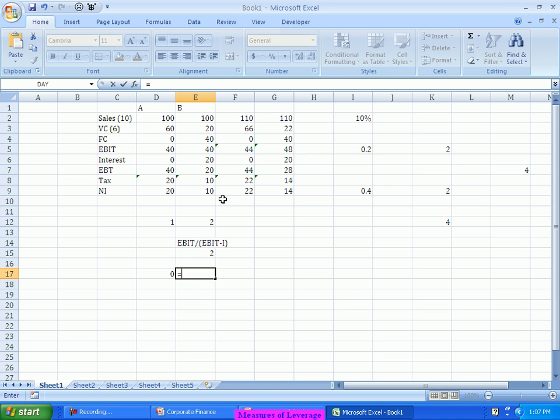Whereas in this scenario, what are my fixed costs? My fixed costs are 40 plus 20, 60. 60 are my fixed costs. So whatever the per unit benefit I am getting, it should cover this 60. Only then I am breaking even. Right? It should cover this 60.